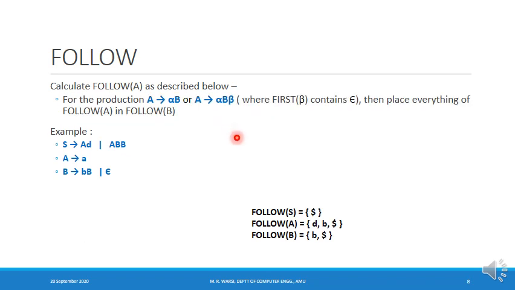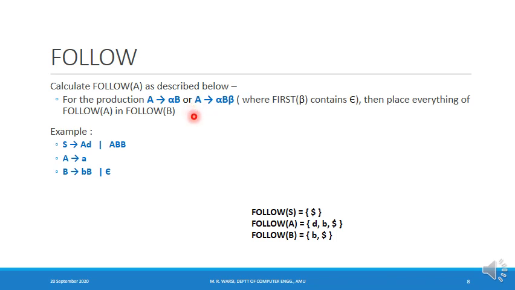Let's now learn the third rule for calculating the follow. Let us say that we have production capital A derives alpha capital B, or I have production capital A derives alpha B beta, where first of beta is containing epsilon. So that means beta is deriving epsilon. Then in that case, I'll be placing everything which is there in the follow of capital A to the follow of capital B.